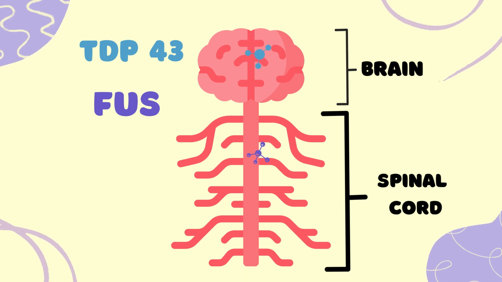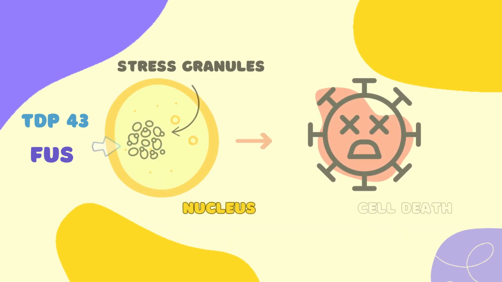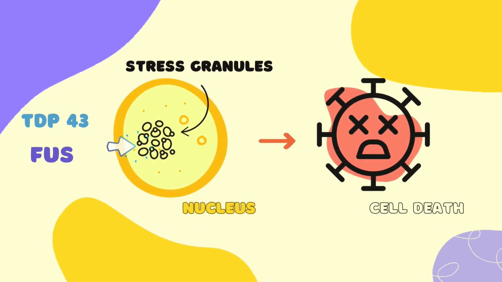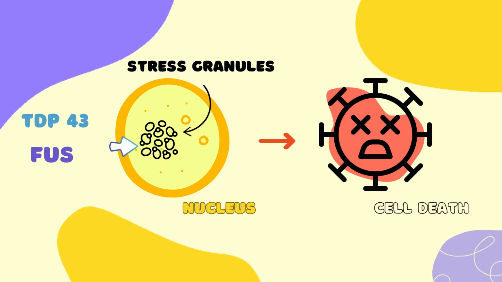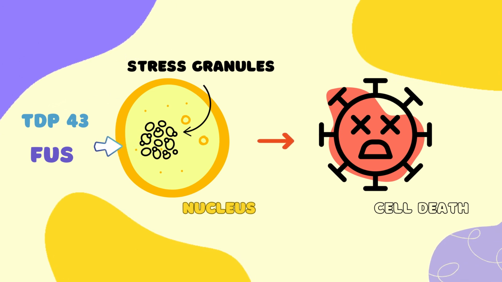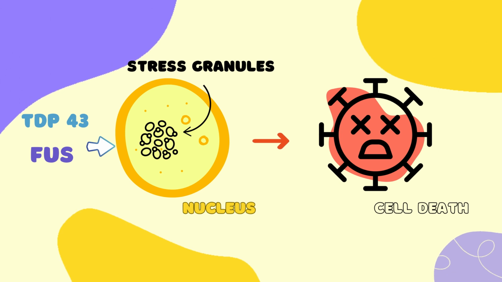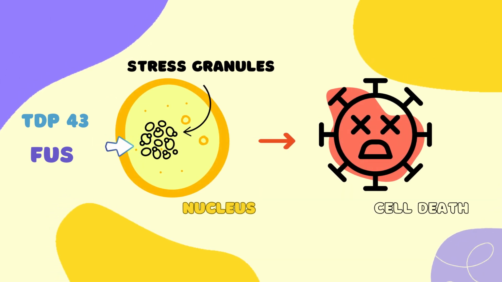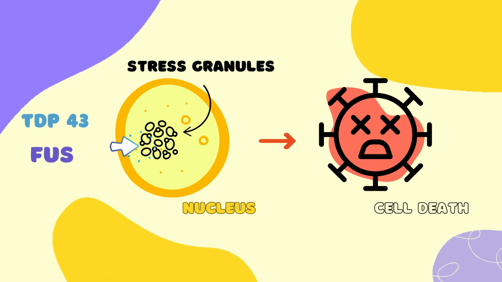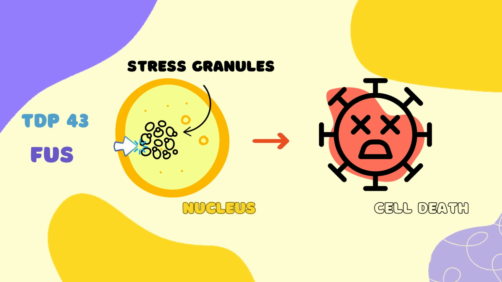Both TDP-43 and FUS are also implicated in the formation of stress granules, temporary structures that form in cells under stress. While stress granules are meant to protect the cell by sequestering damaged RNA, in ALS, the stress granules become too large and insoluble. Instead of protecting the cell, they become toxic, further contributing to protein aggregation and neuron degeneration.